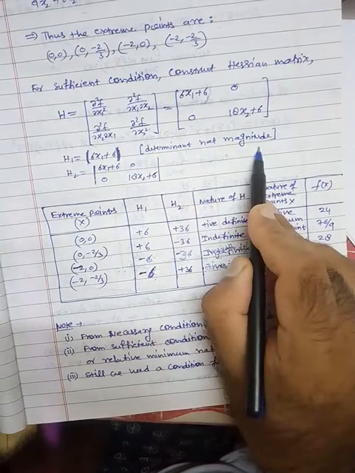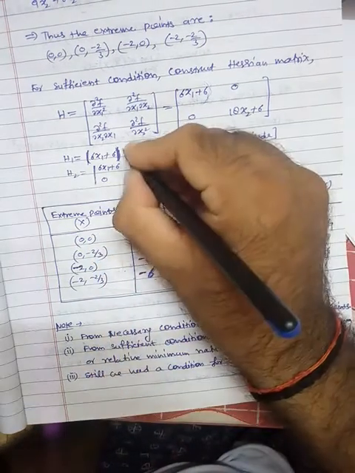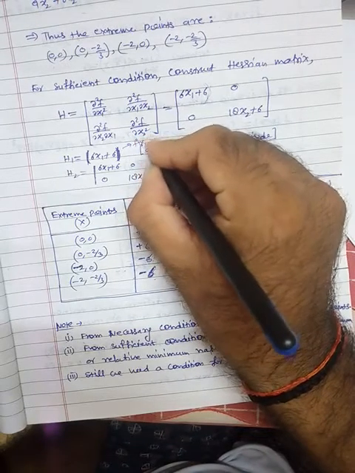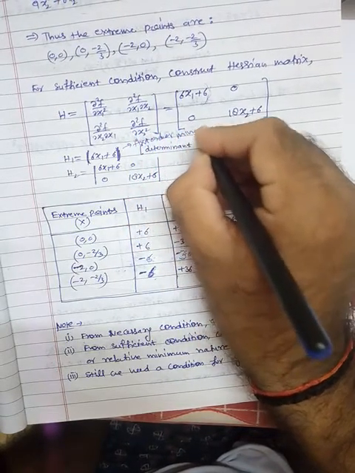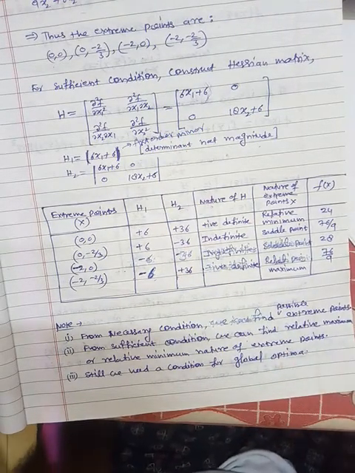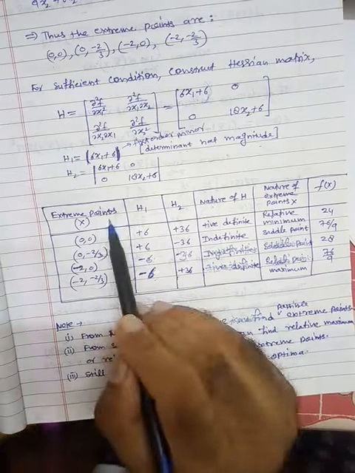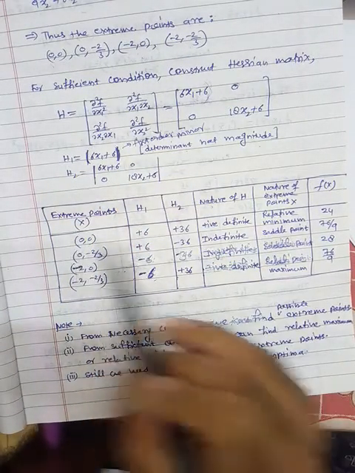This is the determinant, not magnitude. Fine. Because this is the first order minor, we are using the minor method. The first method we are applying; you may apply the second method also. So what are the extreme points? Four possible points, listed here. Now we will take them one by one.